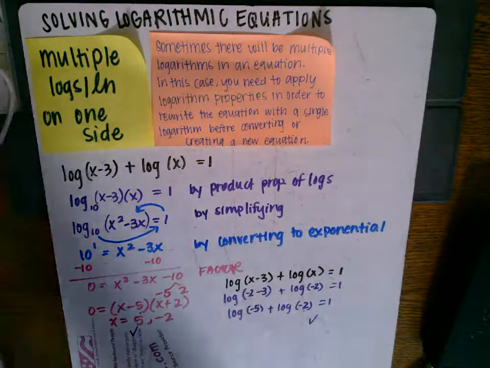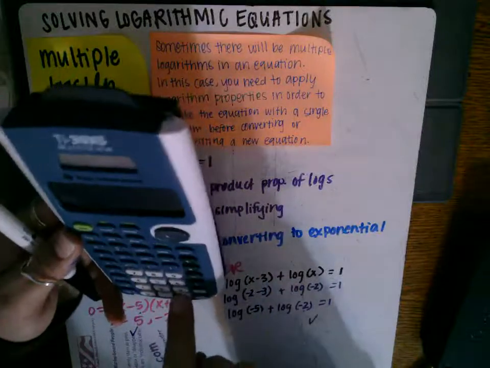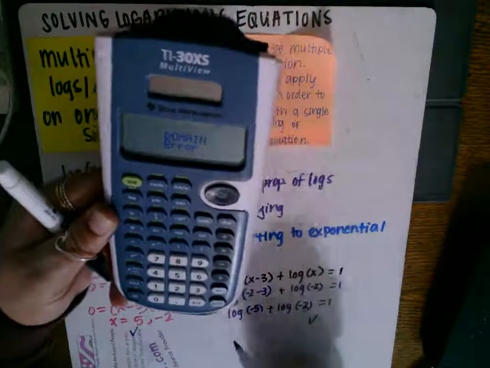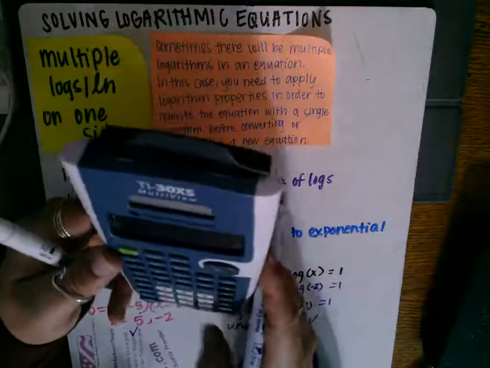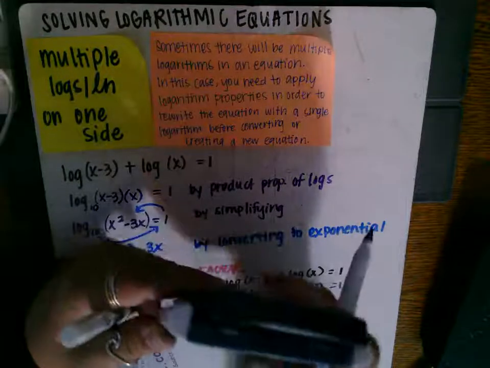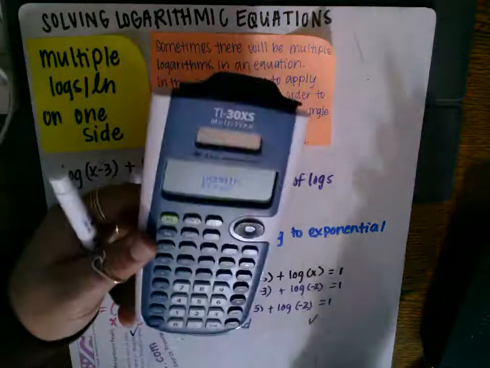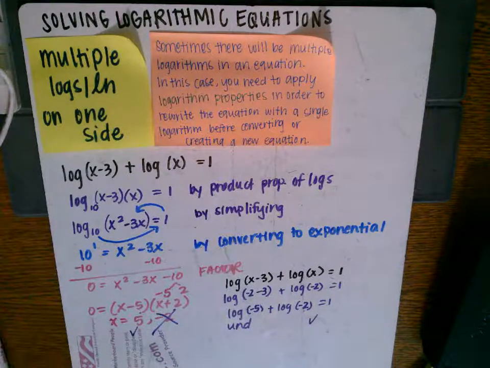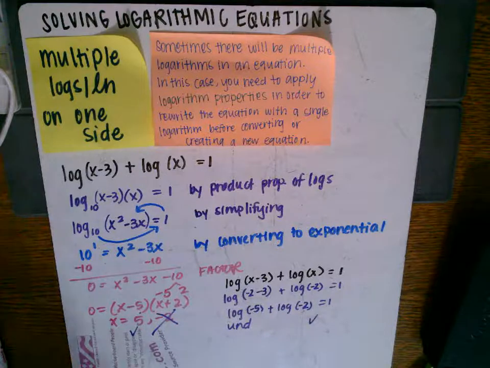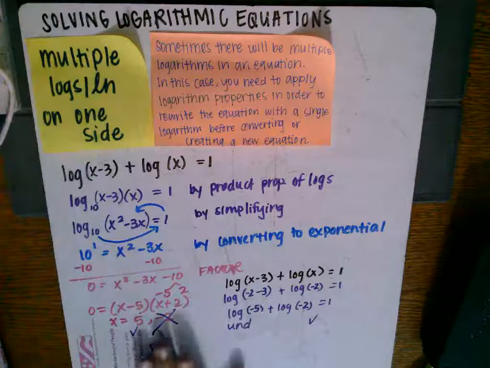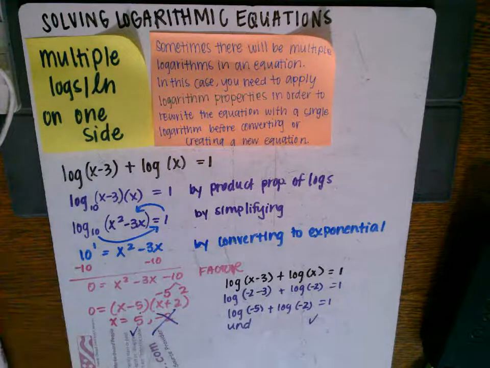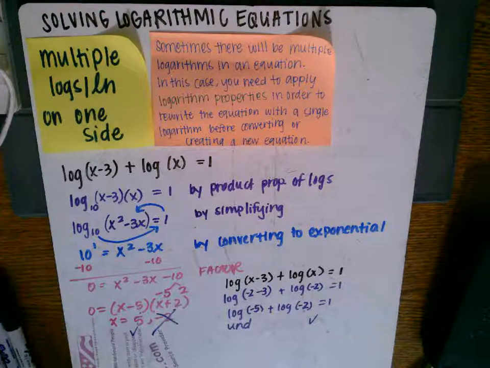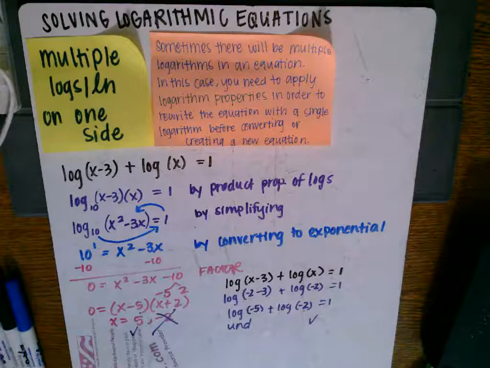And if you don't believe me, use your calculator. Log of negative 5, error, undefined. Log of negative 2, error, undefined. So negative 2 is our extraneous solution in this situation. It's usually the negative numbers, but not always, because we saw in one example previously that a negative number worked out. So we just have to be careful and make sure that we're always checking them.